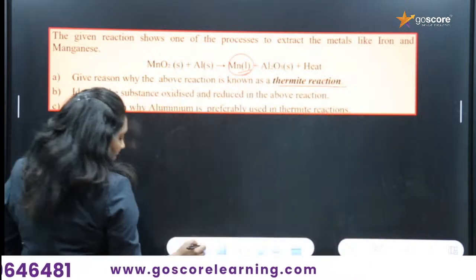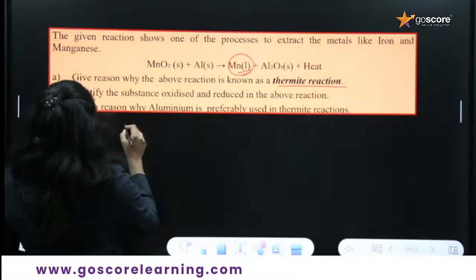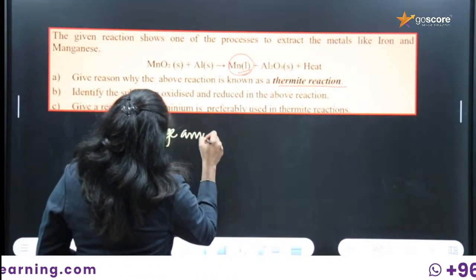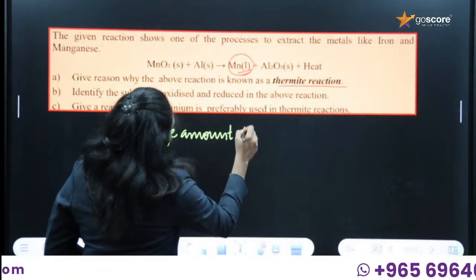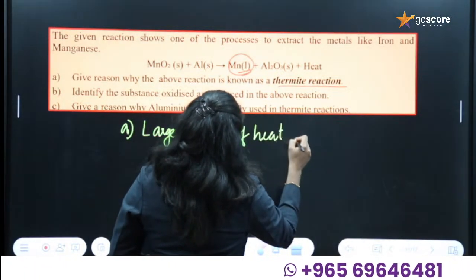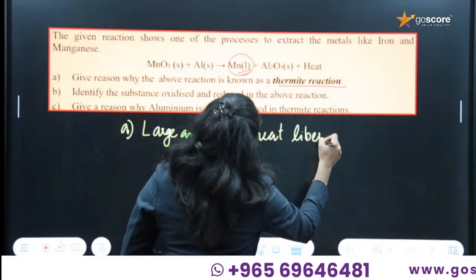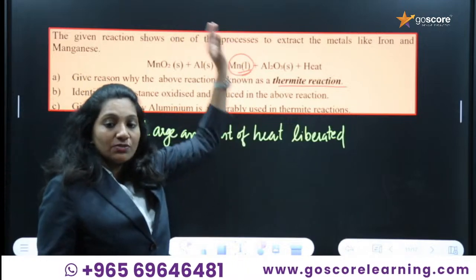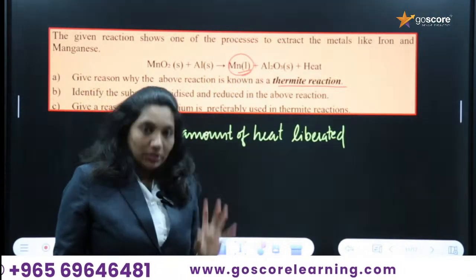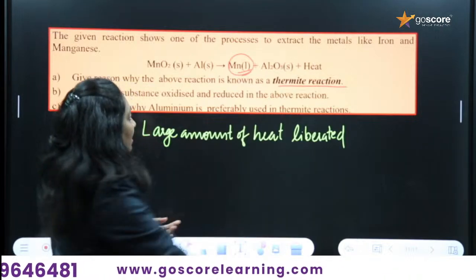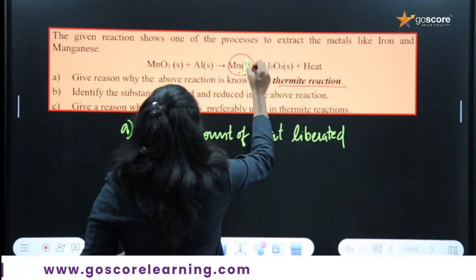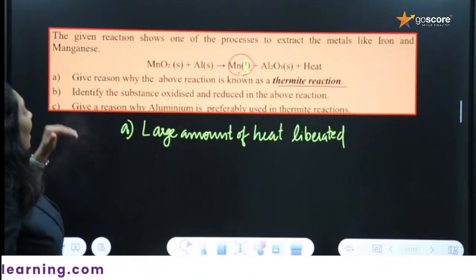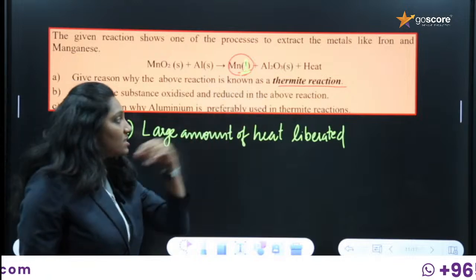So your answer for section A is because of the large amount of heat liberated. As a result, what happens? The extracted metal manganese will be in the molten state or in the liquid state. That's what we are representing here with the L. Okay. So now the second question is, identify the substance oxidized and reduced in the reaction.